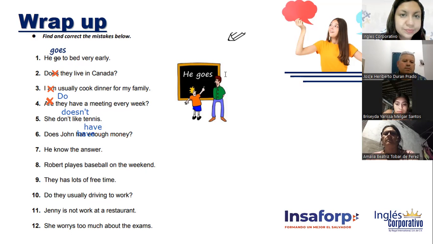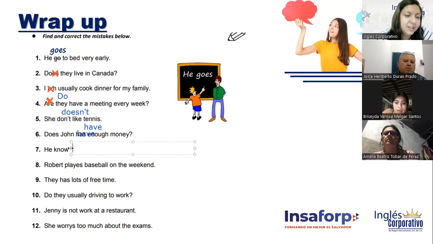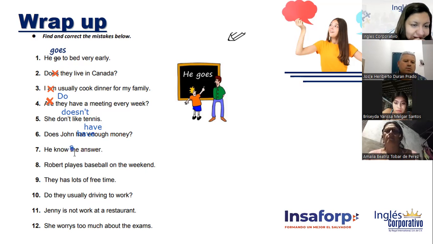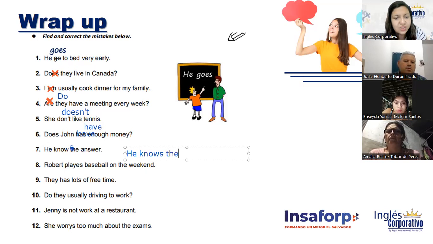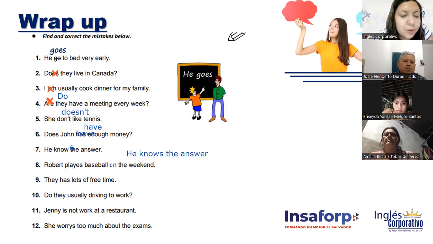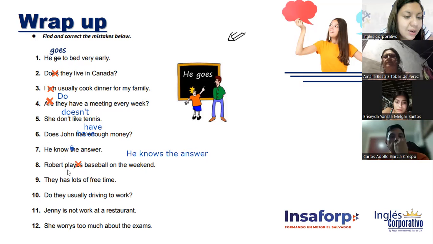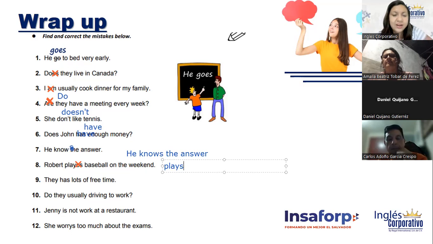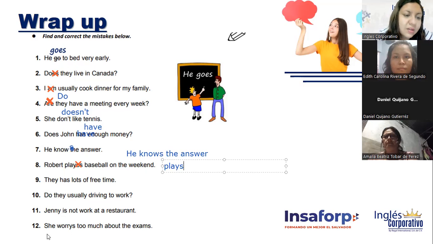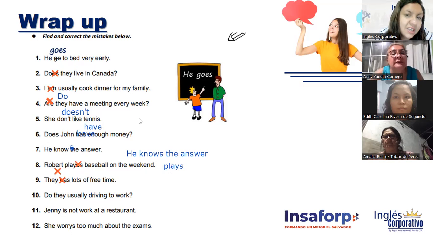He knows the answer. Tiene que llevar la S al verbo. Robert plays baseball on the weekend. Plays. Es solamente plays, sin la E. Solo le agrego la S. Robert plays baseball. "They has lots of free time." They have. Ajá. Sin la S, exactly.